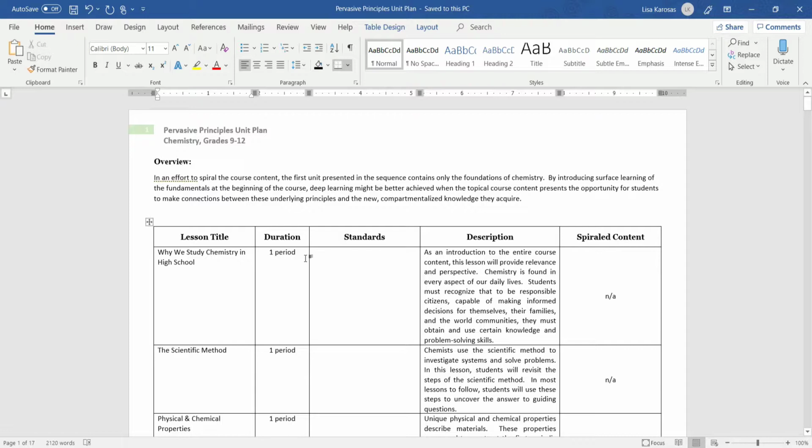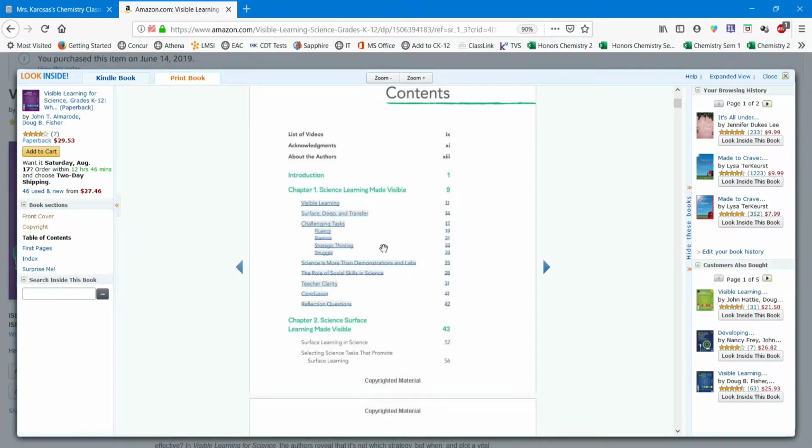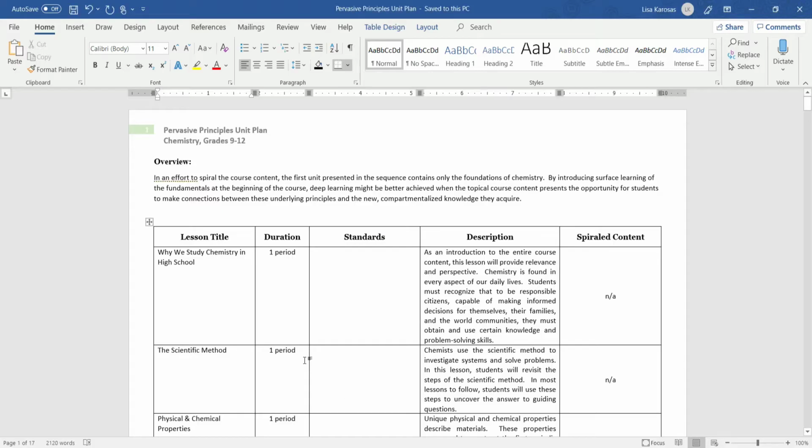Now, with regard to pacing, because I intend to do things differently in this regard, with being more social and much more team-based, and me giving less and less information, making them do more and more of the work in class each day, I don't know whether to trust that these are going to take one period.